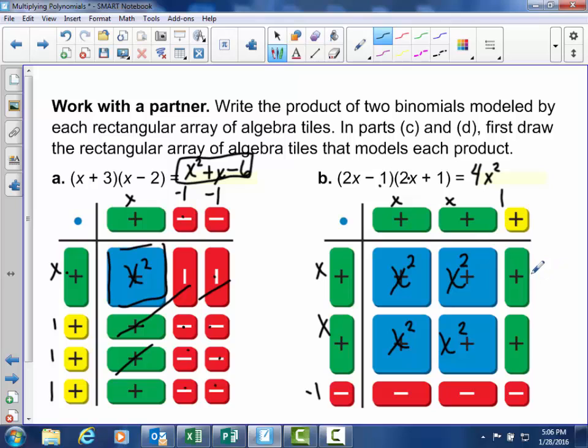Then we have an x and an x and a negative x and a negative x, so that's going to be 0, right? Because we have a negative with a positive, a negative with a positive, those are zeros. And then we're left with minus 1. So 2x minus 1 times 2x plus 1 is 4x squared minus 1.